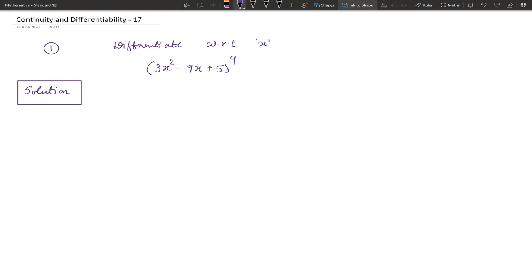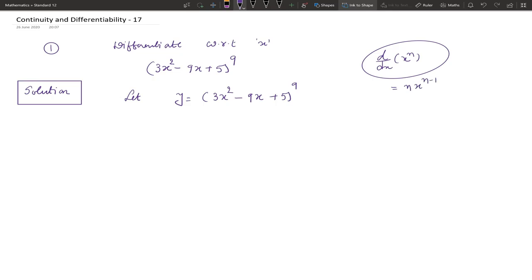We suppose let y equal to (3x² − 9x + 5) raised to 9. First we use d by dx of x raised to n, it is nx raised to n minus 1. So if we differentiate with respect to x, then dy by dx is 9 (3x² − 9x + 5), we have to reduce one power according to n minus 1, so 9 minus 1, 8.